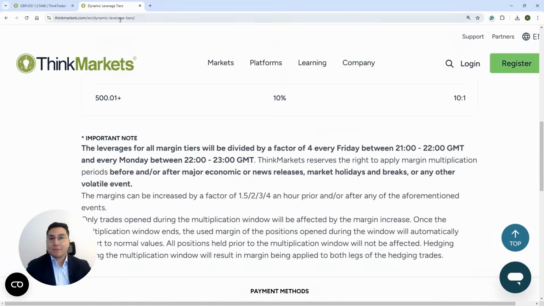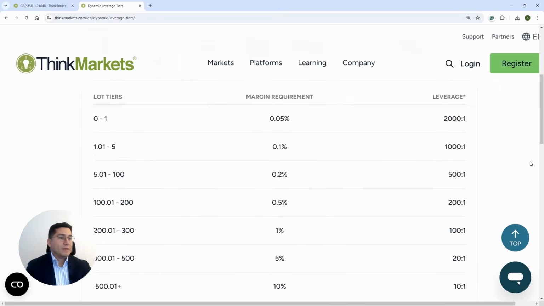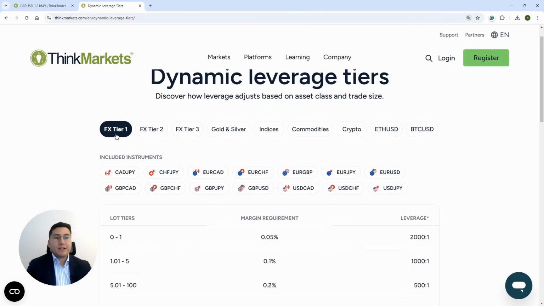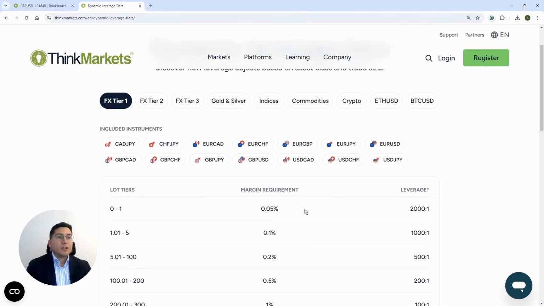So what's the dynamic part of dynamic leverage then? Let me explain. Most of you are probably going to be in tier 1, and it's just after trading and trading up your account that you're probably going to go higher. But what I just showed you was Euro USD, and they're in tier 1. So here, for example, because I opened a lot, my margin requirement was 0.05%, and my effective leverage was this.